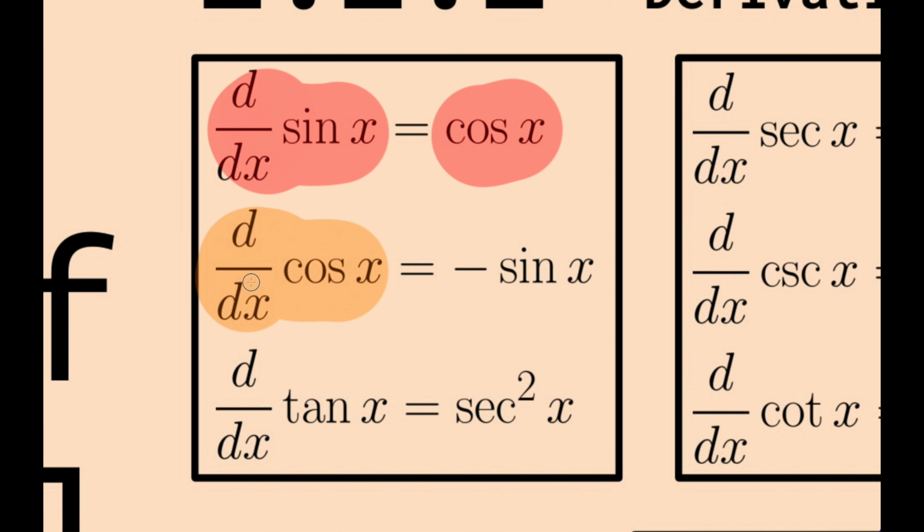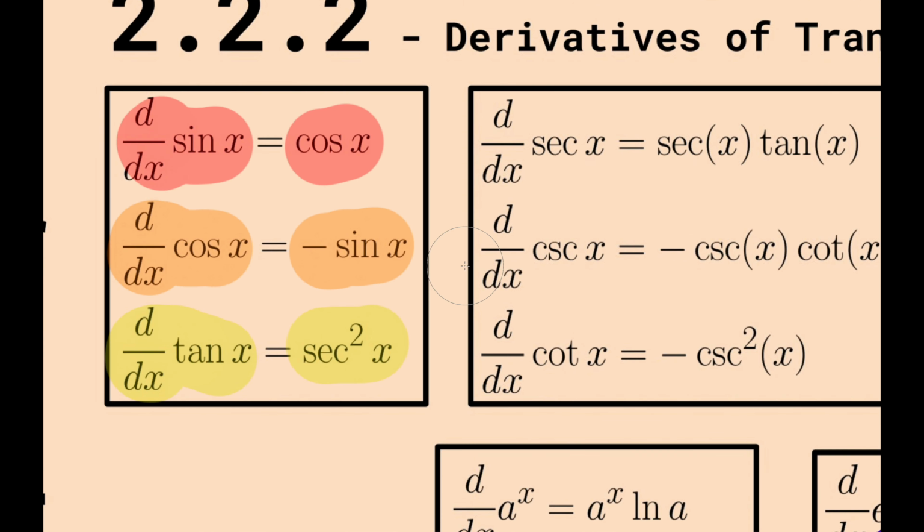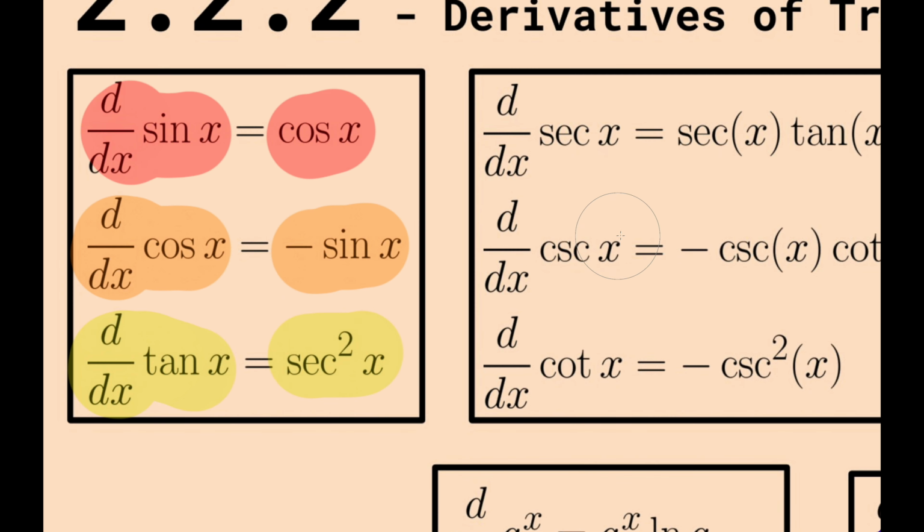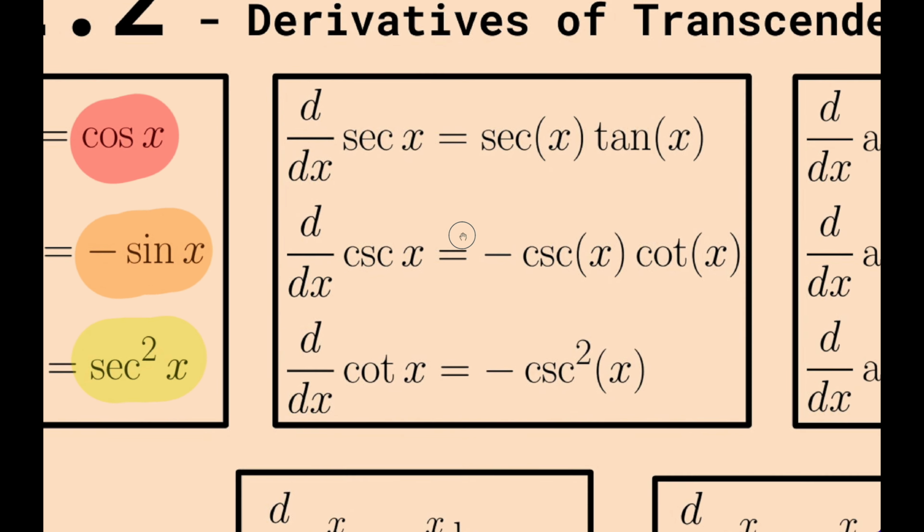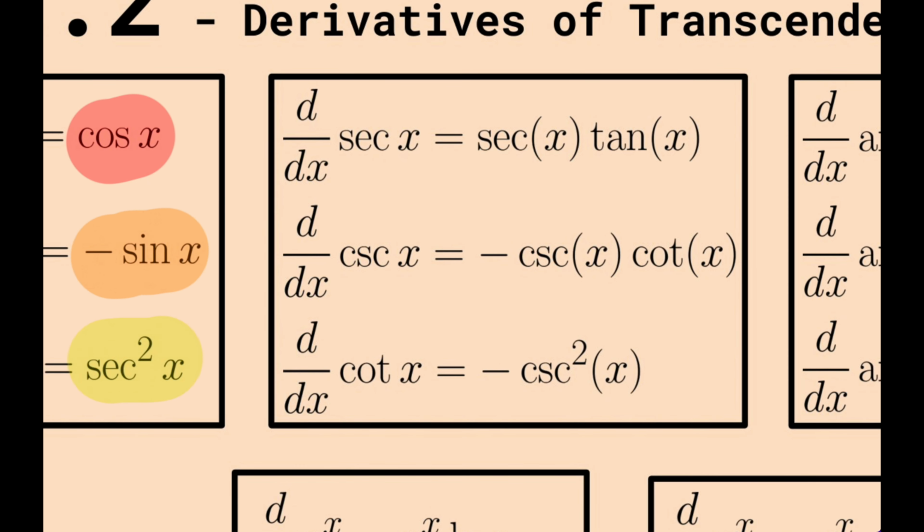Same thing with this one, the derivative of cosine is negative sine. The derivative of tangent x is secant squared x. And if you do want to know where these derivatives actually come from, like using the limit definition of derivatives, I do have other videos linked on my YouTube channel that show why the derivative of sine is cosine, why the derivative of cosine is negative sine, and so on. Over here we have the derivatives of secant x, cosecant x, and cotangent x. Again, just make sure you memorize all these formulas right here.